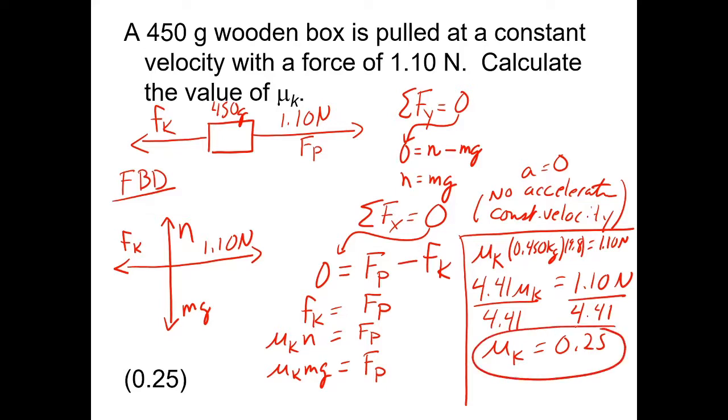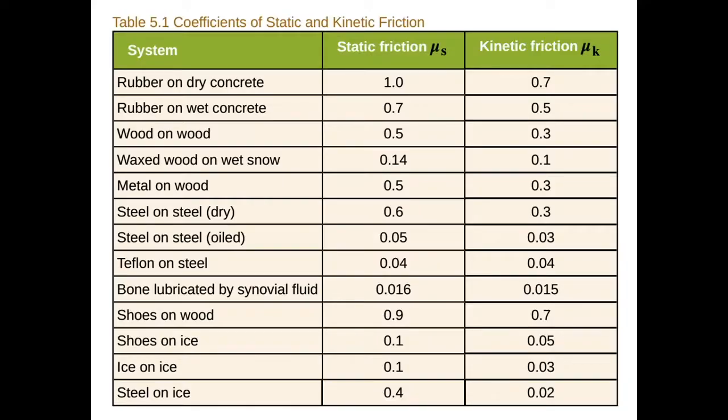Just to remind you from the previous video, there are no units on the coefficient of kinetic or static friction. It's just a factor. It tells us how rough the table is. So this table is about 0.25. That's not unreasonable. Usually when we do the lab using the benches that we have here, we get around 0.2, 0.3. So that's absolutely a believable number. If we really wanted to double check, we could come back here and see, okay, wood on wood, kinetic is 0.3. We got 0.25. Absolutely believable.